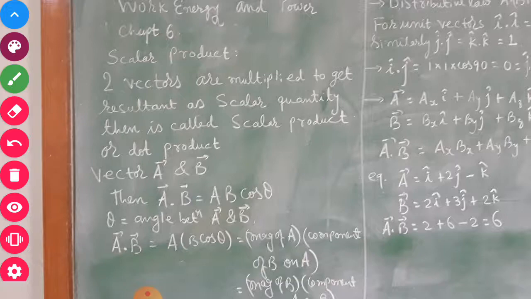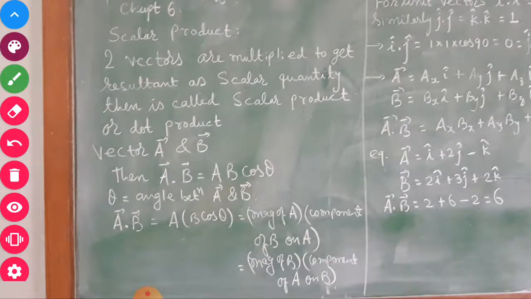Now see, when two vectors are multiplied in such a way that the resultant quantity is a scalar quantity, this kind of product is called the scalar product. Say for example you are given two vectors A and B, and if you multiply them, that is a dot product, or scalar product.